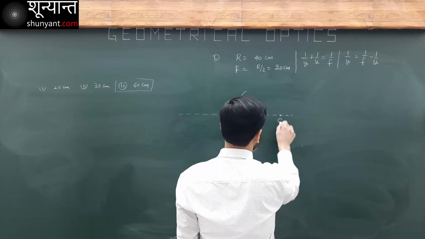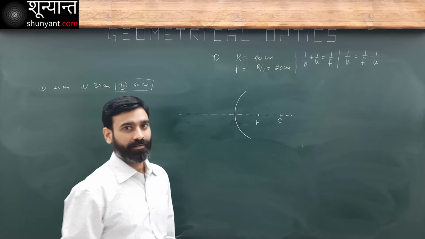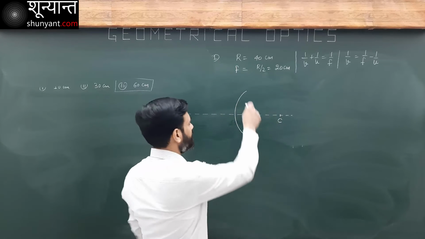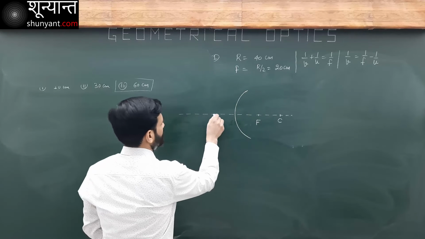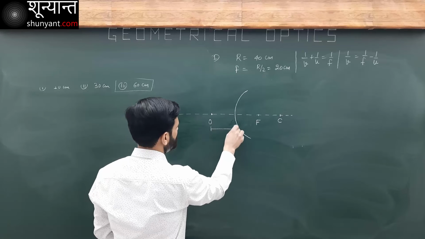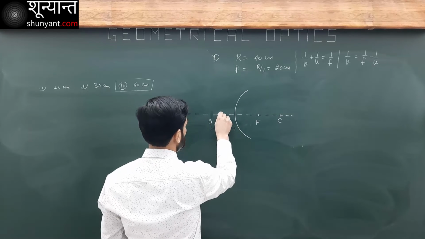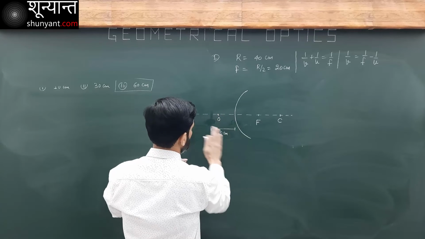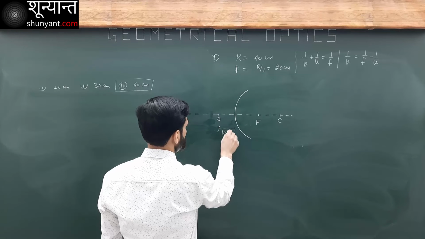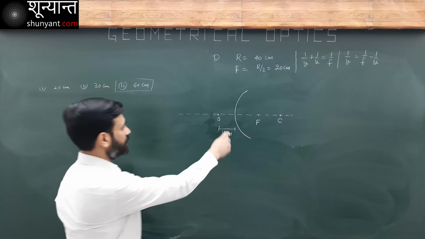This is my center. This is my focus. This is the convex mirror. My object is kept somewhere here. This is my object. It is kept at a distance of 10 centimeter. This is 10 centimeter. Where will be the image?